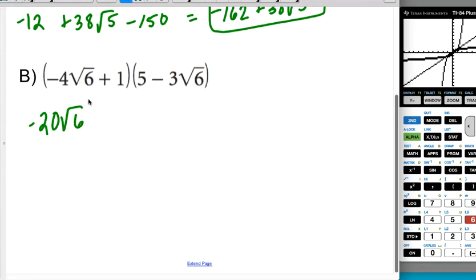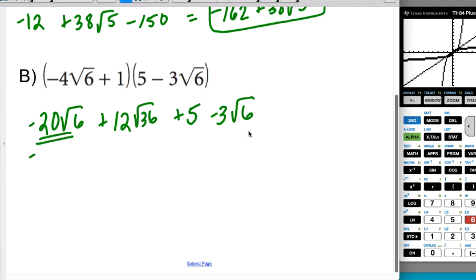All right, down here, right, when we FOIL, our first term is going to be a negative 20 root 6. Outer is going to be a plus 12 root 36. And if you just wanted to jump to making that a 6, that's fine. Inner is a plus 5, and last is a minus 3 root 6. So this ends up being, I have this negative 20 root 6 and this negative 3 root 6. There's nothing that's going to change those, so it's a negative 23 root 6.